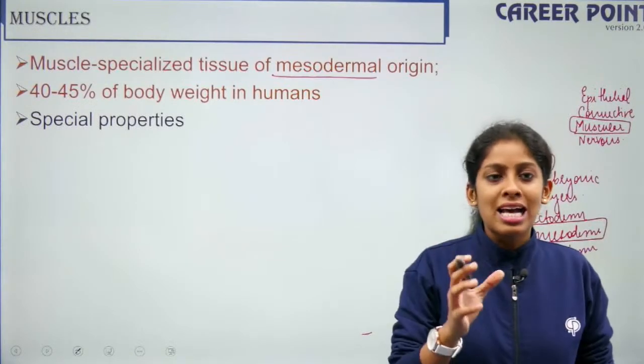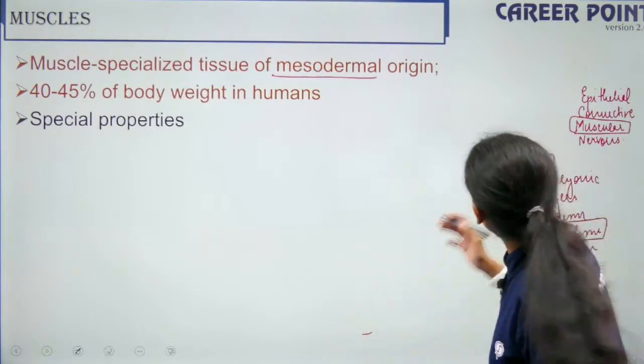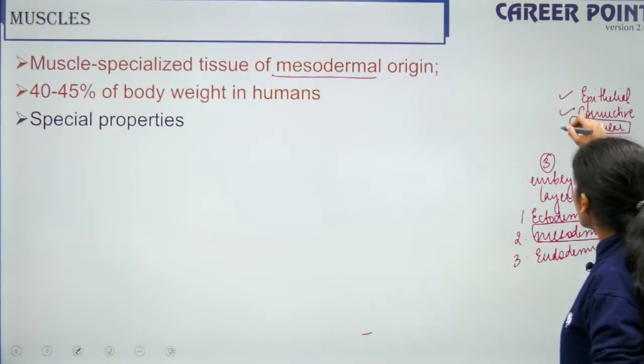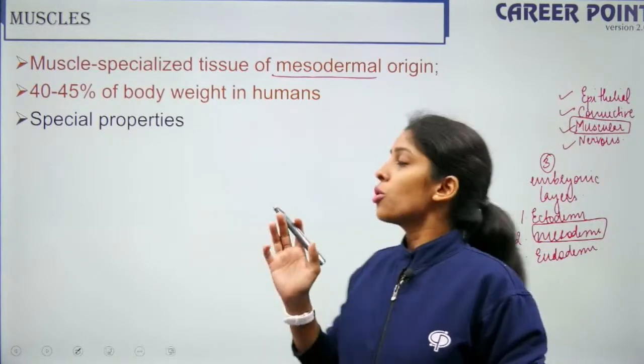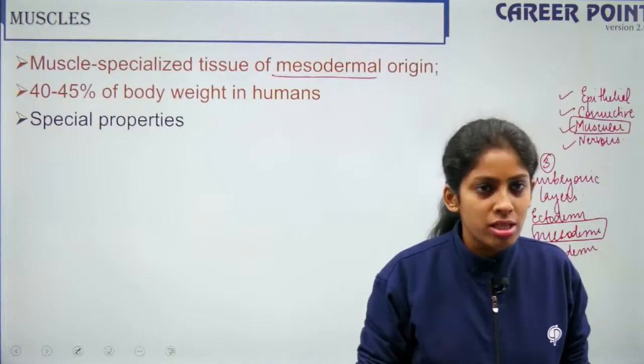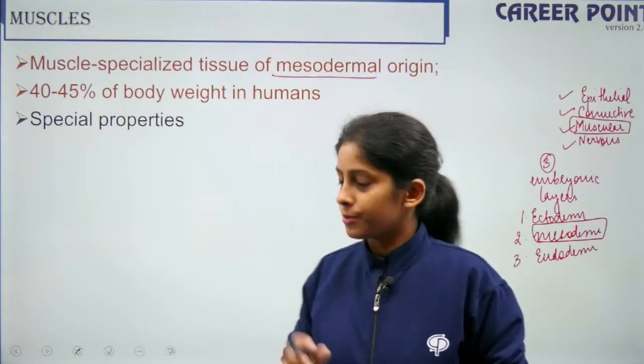Right? So muscle has a special property. Each of these tissues has a specific or unique property of its own, thus playing a very important role. So what are the special properties of a muscle? What is it that a muscle can do?